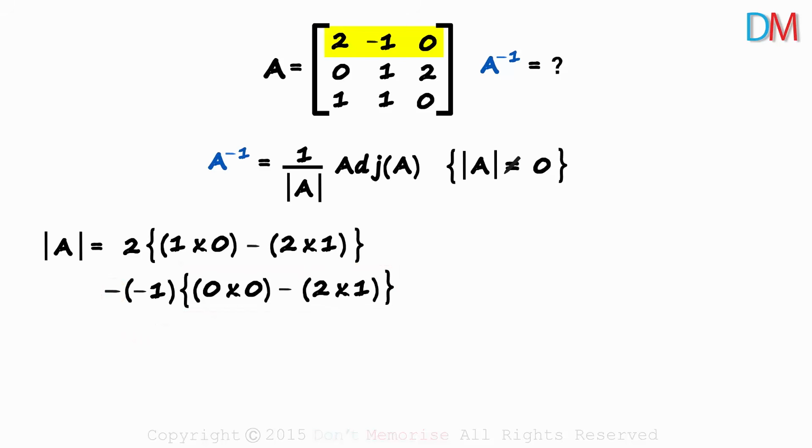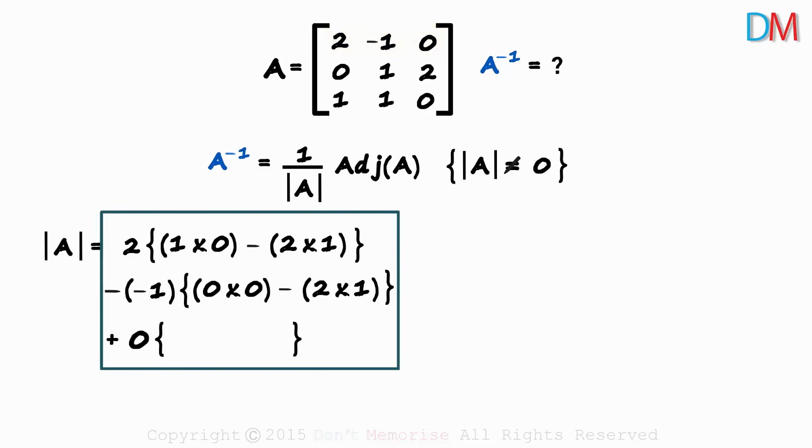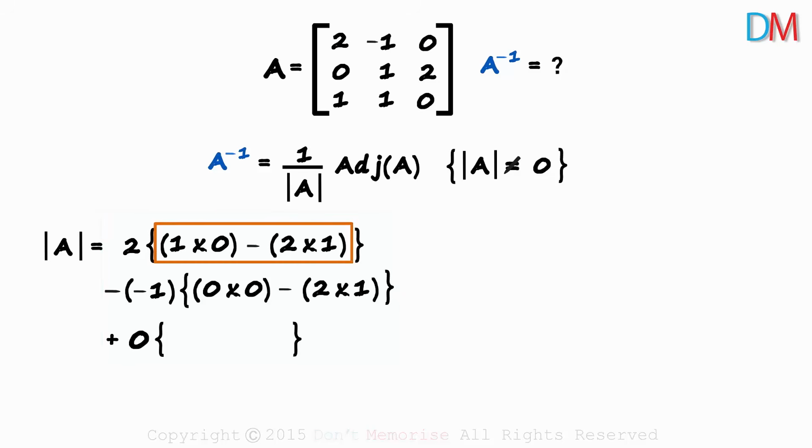The last element for the first row is 0. Because it's 0, it doesn't matter what it's multiplied with. The product will always be 0. This will be the value of the determinant. This part in the brackets will equal 0 minus 2, which equals minus 2. 2 times minus 2 will equal minus 4.